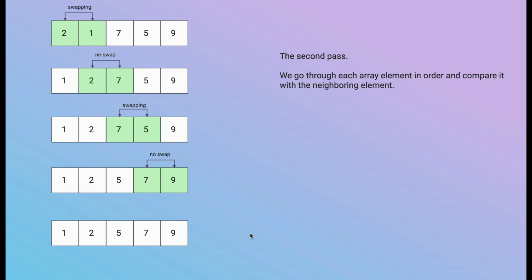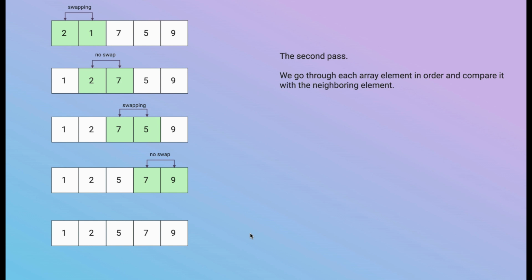Compare 2 and 7. 2 is less than 7. Don't swap elements. Compare 7 and 5. 7 is more than 5. Swap 7 and 5. Compare 7 and 9. 7 is less than 9. Don't swap elements. The second pass is over. We have the sorted array.